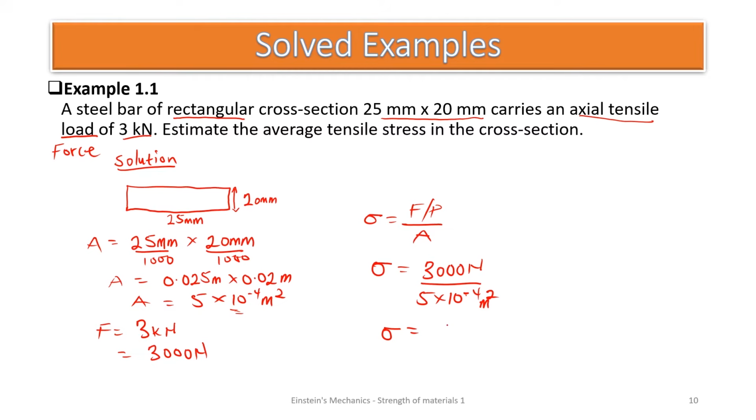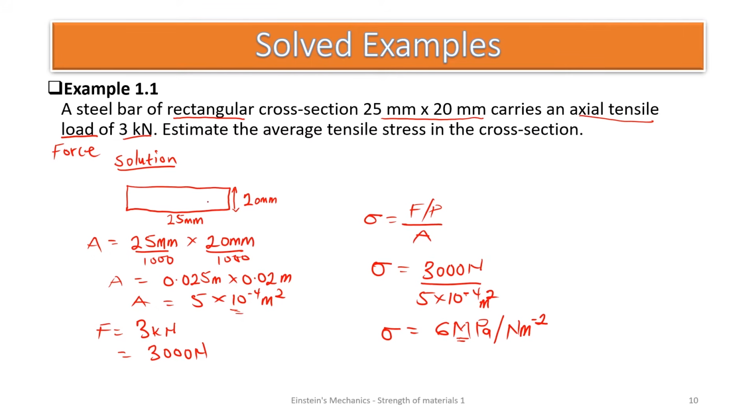I am getting 6 megapascal. Remember, the unit for stress is Newton per meter squared, or 6 mega Newton per meter squared. You're going to get a huge value, but the prefix is mega, 6 times 10 raised to the power 6. So this is for the first example.